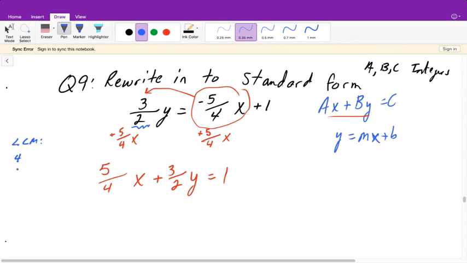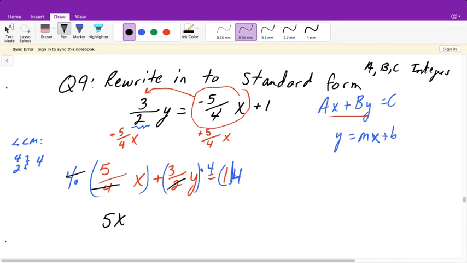And we have our two denominators of 4 and 2. So the LCM of 4 and 2 is 4. So then I will multiply every single fraction and every single term by this 4. By multiplying everything by this 4, it will get rid of all of my fractions. This 4 will cancel out with this one, so I'm left with 5x. This 2 reduces this 4 to a 2. 3 times 2 is 6, so plus 6y. And 1 times 4 is 4.